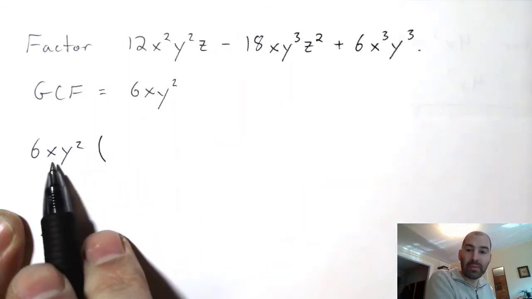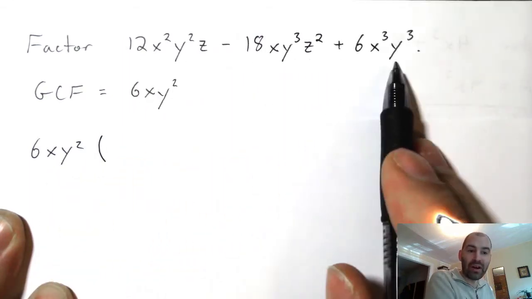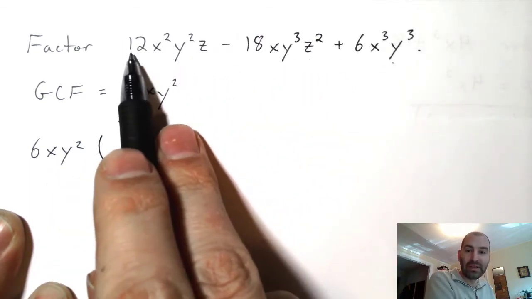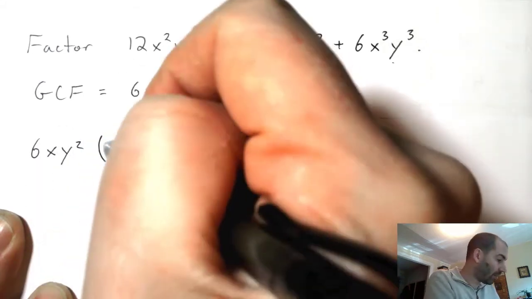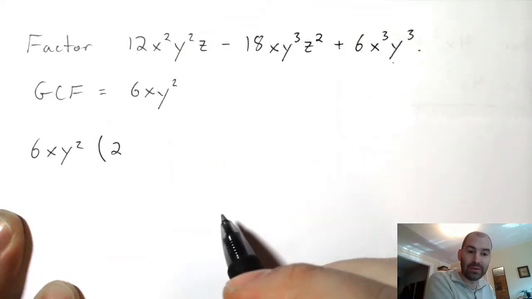And now what do I multiply this by to get all of this stuff? Well, let's just start with the first piece, this one right here. What do I multiply the 6 by to get the 12? Well, I have to multiply it by 2 to get 12. 6 times 2 is 12.